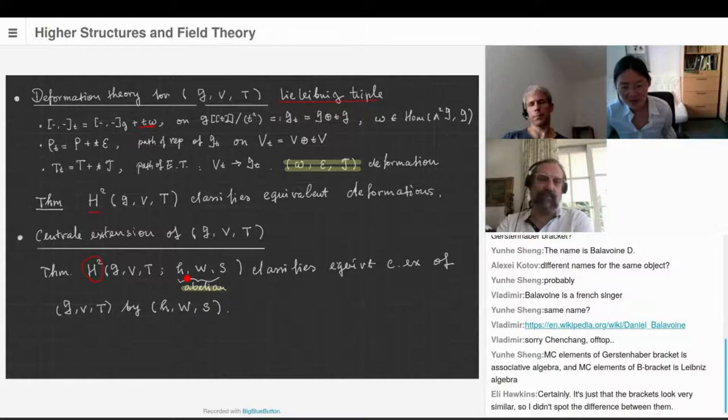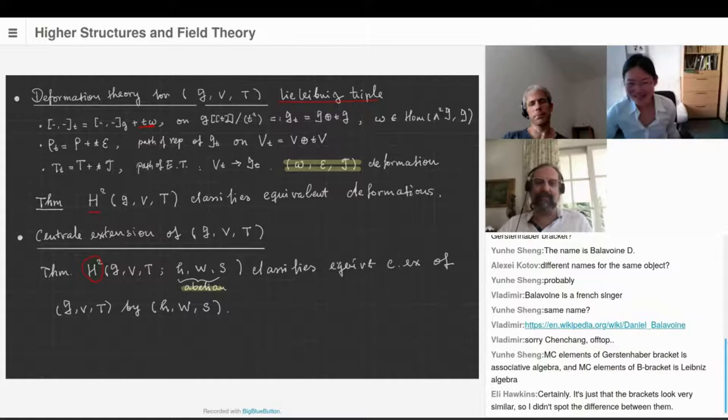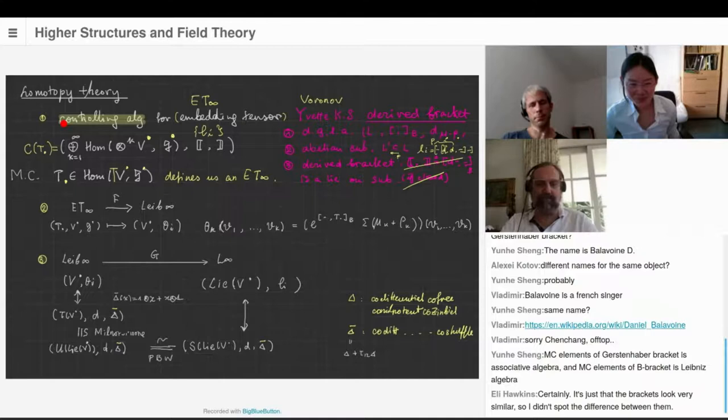Over there, you want me to think a little bit about what is an abelian embedding tensor. You're amazed, like how a mathematician can imagine, right? Okay, good. So then the next really important thing is the homotopy theory of such a thing.